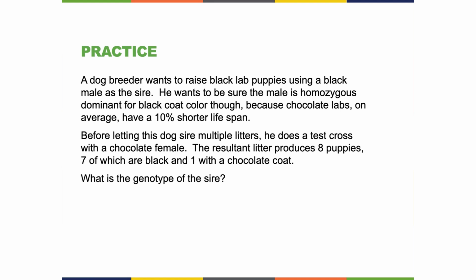Realizing I can't hear you, I'll give you a chance to think about it. Well, the only way that one of those puppies is chocolate is if it got a recessive allele from the father, because that's all the mother can give, but the mother can't give both recessive alleles. So the father has to be heterozygous.